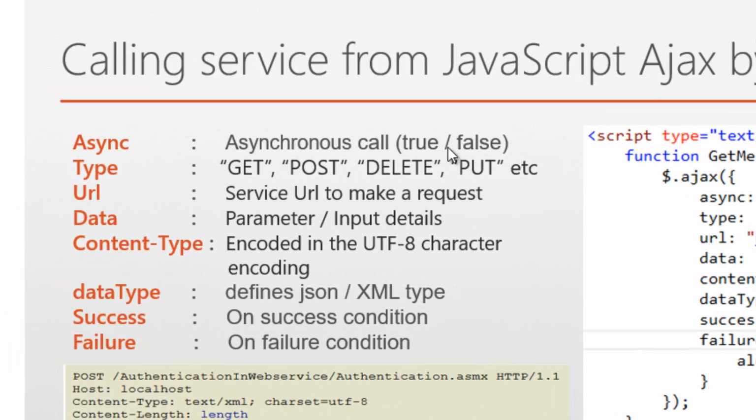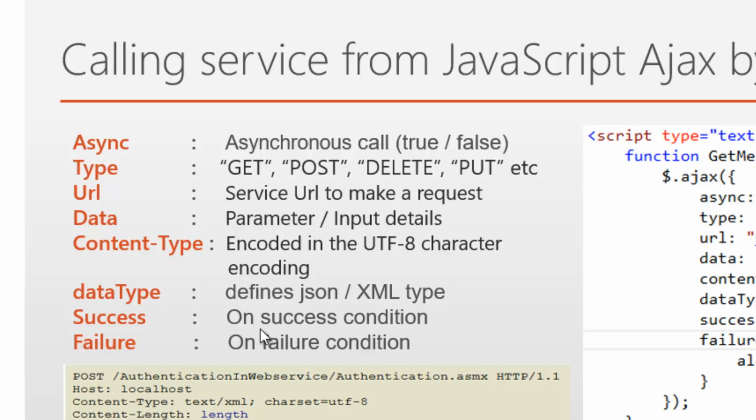By making it true or false, we can enable the asynchronous call, and type defines the method in which we are posting to the server, like get, post, delete, put or other. URL defines where we are making the request to the service. Data defines the parameters or input details of the web service method. Content type defines the encoding of the UTF characters of this post request. Data type defines whether data should be posted in JSON or XML type.